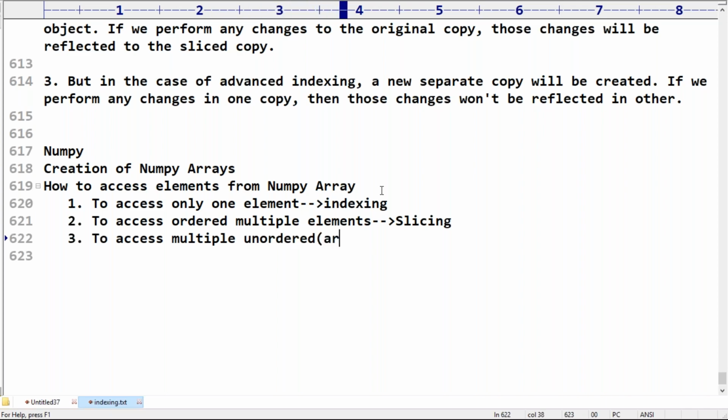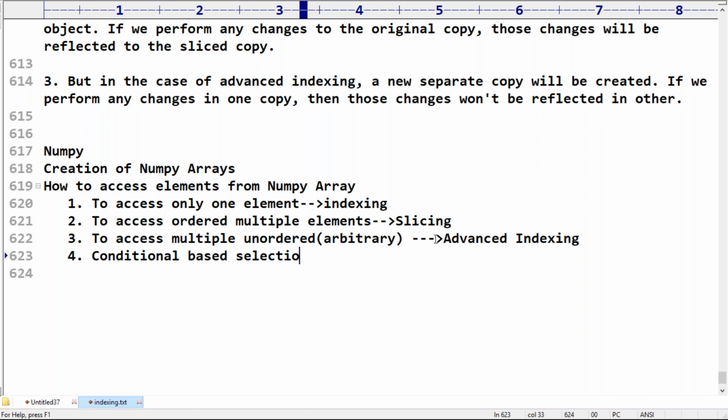To access multiple unordered elements, meaning arbitrary elements, where one element is at the top and a second is somewhere in the corner, we use advanced indexing. To access elements based on some conditional selection, we use the syntax with a condition, whatever condition we want to take.